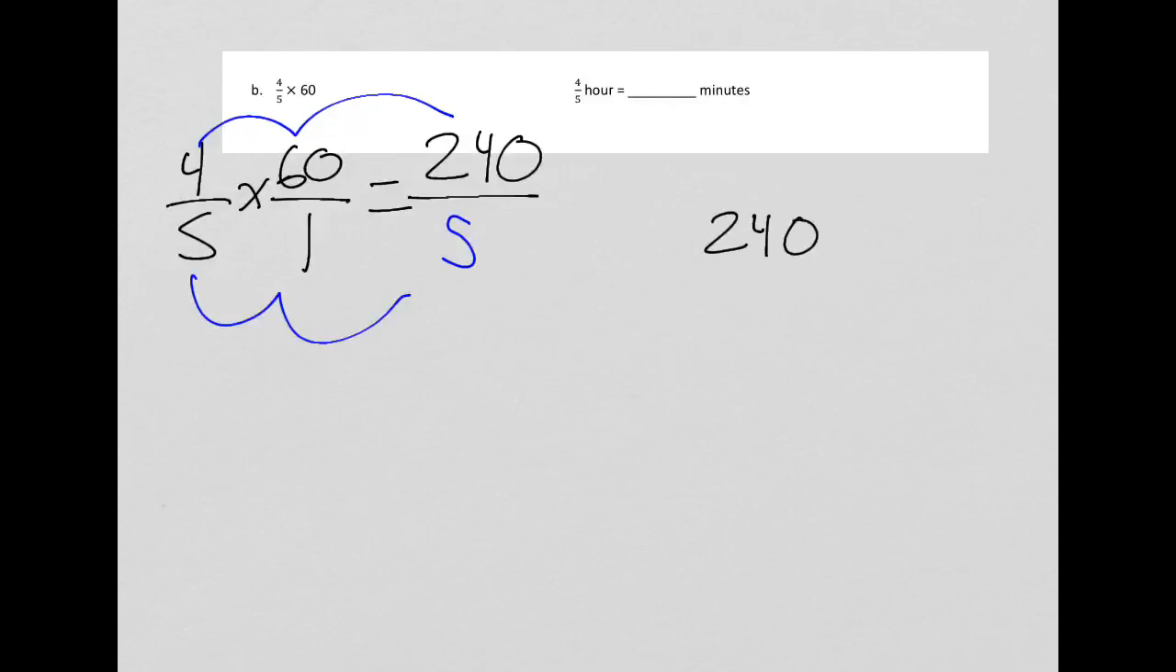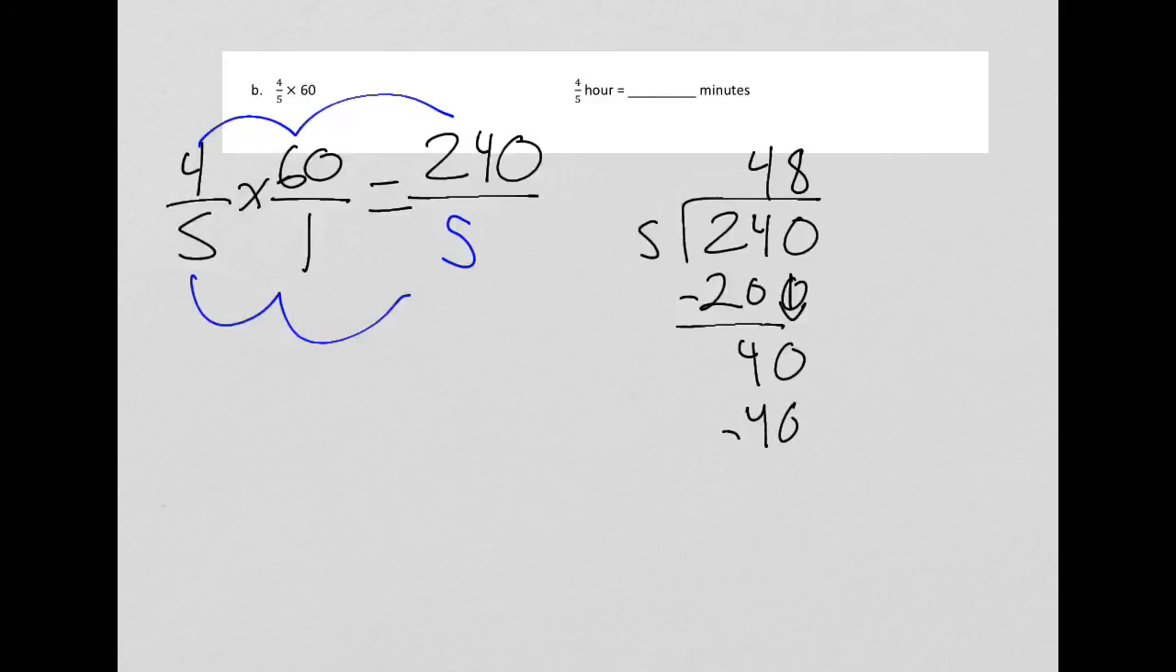240/5, I can do that division. 5 goes into 24 4 times. 5 goes into 40 8 times. So I get my final answer of 48 minutes. So 4/5 of 60 is 48.